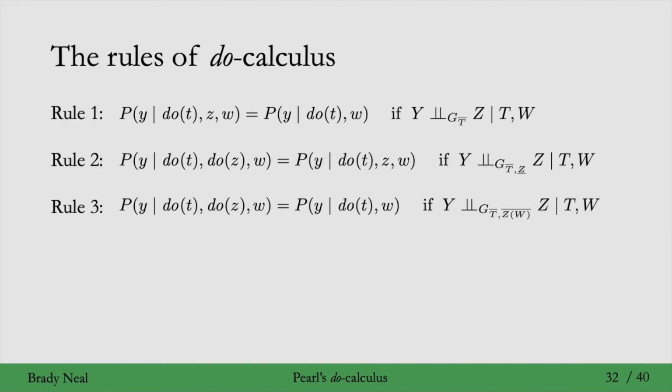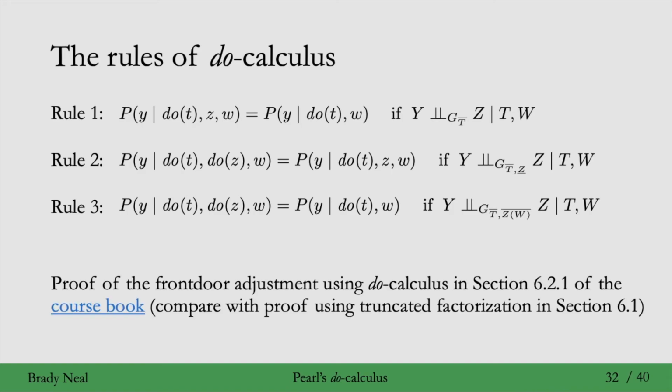And those are the rules of do-calculus. We use these rules to identify causal quantities. In other words, we take some causal estimand and remove do operators from it, turning it into a statistical estimand. As an example of using these rules, we give a proof of the frontdoor adjustment using the rules of do-calculus in section 6.2.1 of the course book. We gave a proof of the same result using the truncated factorization in section 6.1, so you can compare the proofs using the rules of do-calculus versus using the truncated factorization.